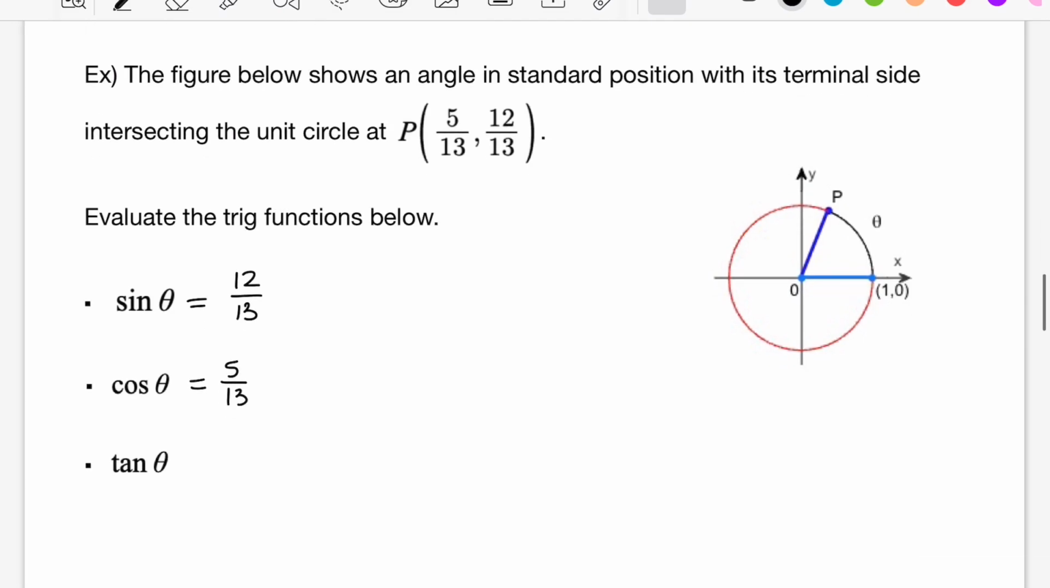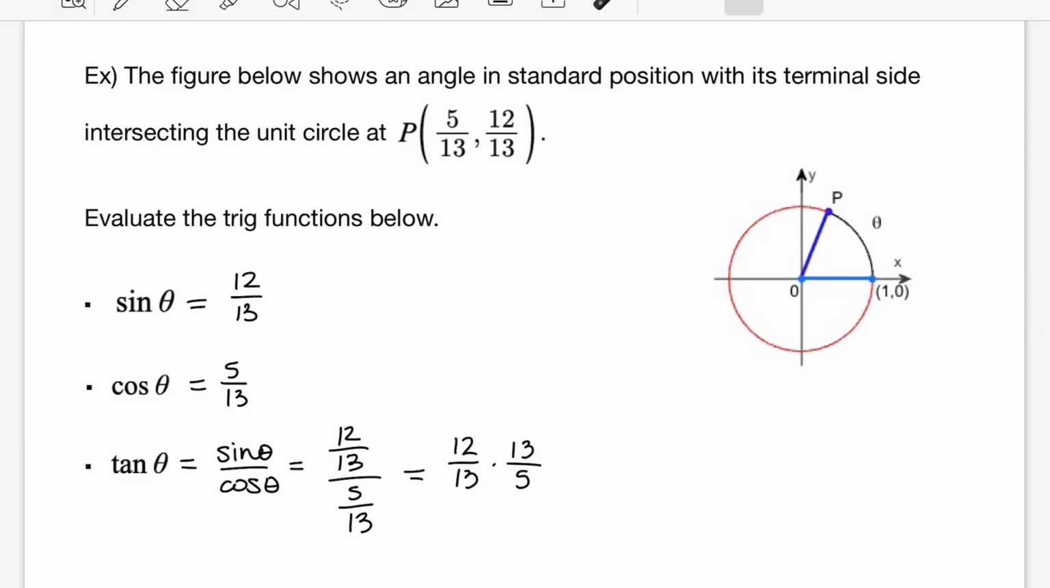We saw from above that tangent of theta is going to be equal to sine theta over cosine theta. This is the same as y over x, so this will be 12 over 13 over 5 over 13. This is the same as 12 over 13 times 13 over 5. When we divide by something, it's the same as multiplying by its reciprocal. So this gives us 12 over 5 for tangent of theta.